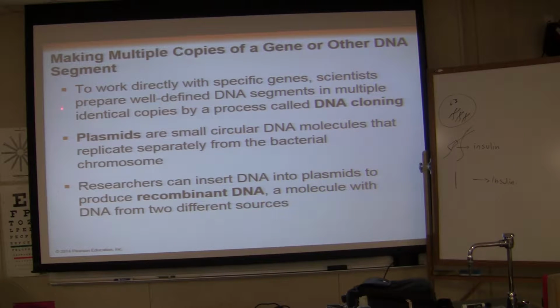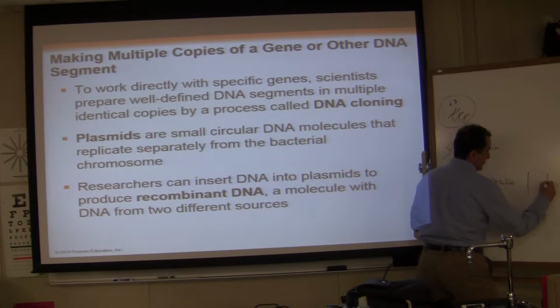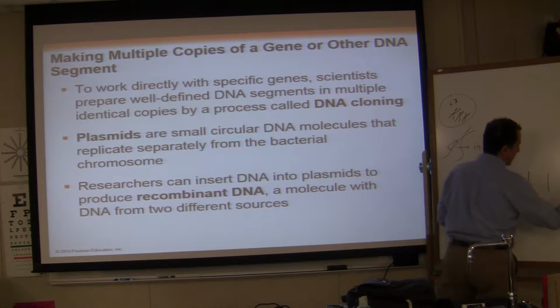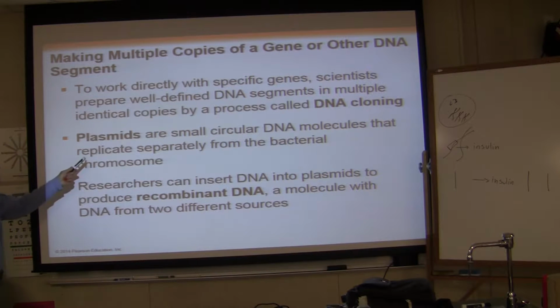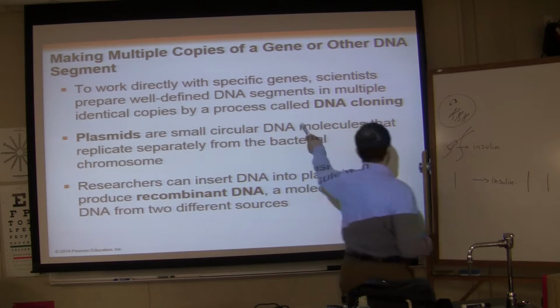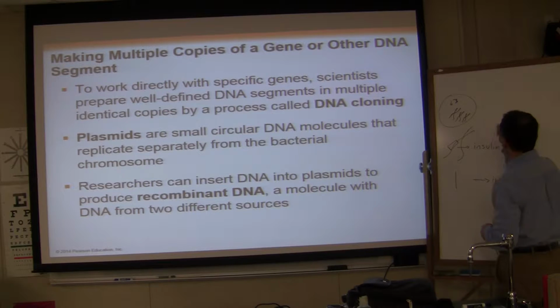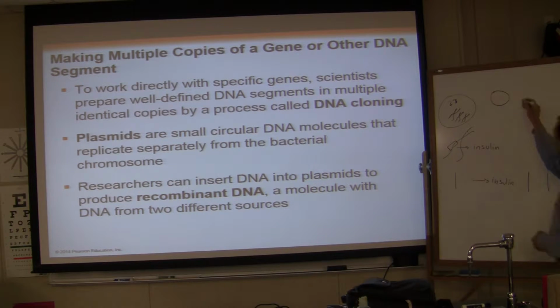That's what the slide is saying: to work with specific genes, scientists prepare well-defined DNA segments in multiple identical copies by a process called DNA cloning. So you take that DNA and you multiply it, and multiply it, and multiply it. So how do you do that? How do you take a piece of DNA from a chromosome and multiply it? A plasmid, you already know this. If you do not know it, then this is the time to talk about it. A plasmid is a circular DNA.